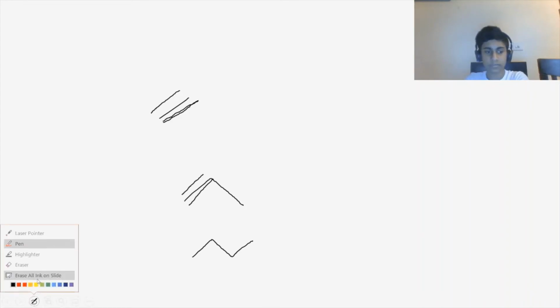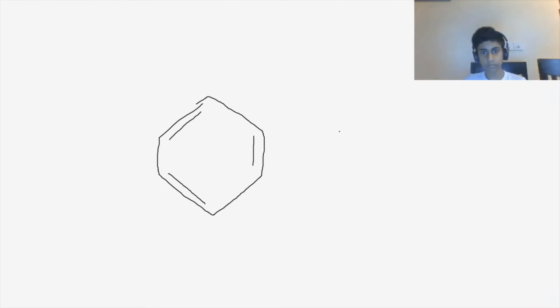Ethene, we draw it like this. Ethyne, we draw it like this. Now let's look at propane, and butane is like this. For a double bond in propane, we just draw this. For a triple bond, we just draw one more like this. Now as per this, benzene has two structures which you need to know. Benzene can be like this with the alternate single and double bonds, or this.